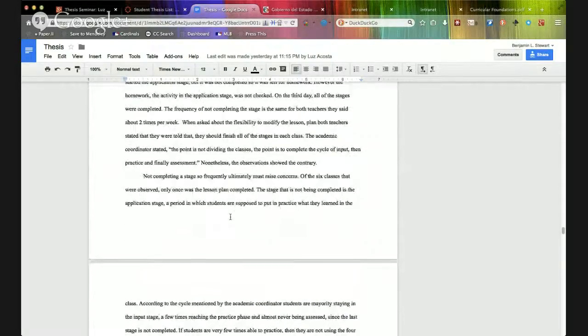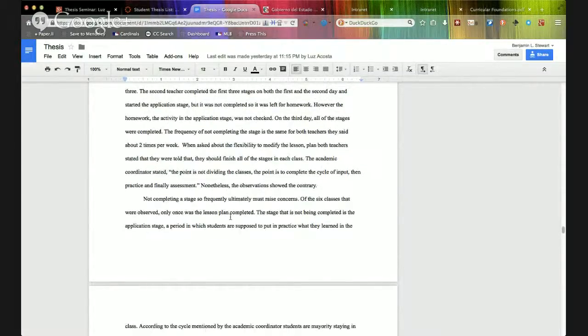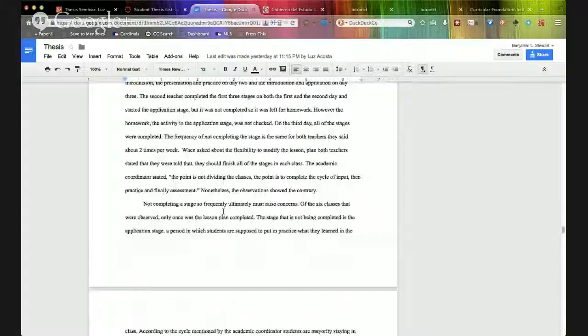Not completing a stage so frequently must raise concerns. All right, so you're talking here about not completing a stage, and I wonder if that would be better in the deviation section. Oh, okay. What do you think? In this paragraph, it says not completing the stage so frequently ultimately must raise concerns. In these classes observed, only one of the lesson plans was completed. I'm wondering if that would be better in the deviation section, reasons to deviate.